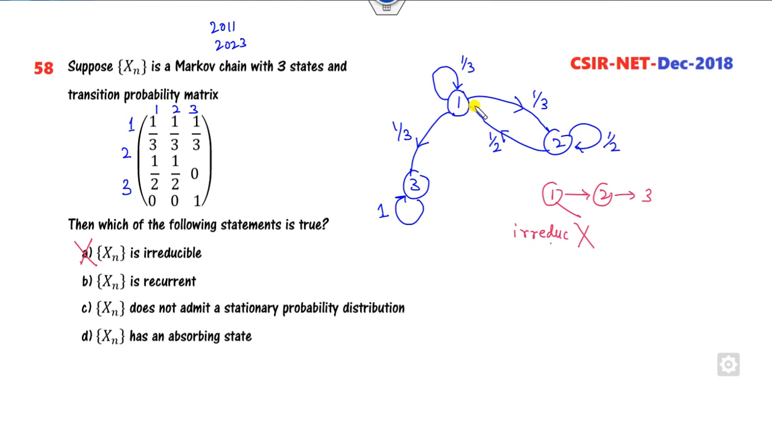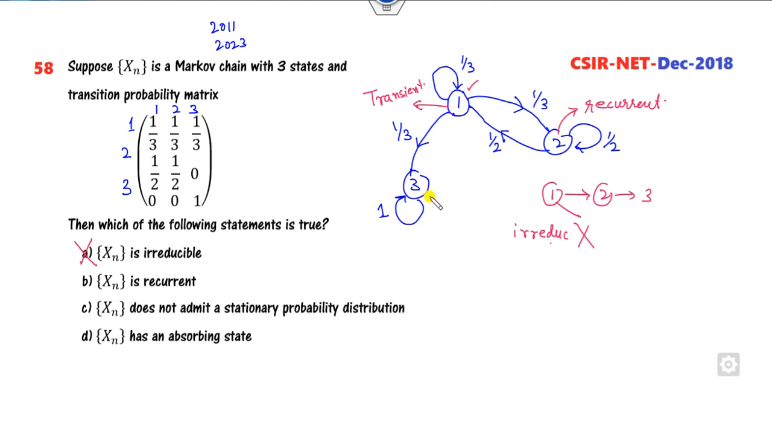What is recurrent? If you start from 1, is it possible that you can return back to 1? If you go from 1 to 2, 2 to 1, that's possible. But if you go from 1 to 3, there is no way that you can go from 3 to 1, or 3 to 2 and then 2 to 1. So it means this 1 is my transient state. Similarly, is it possible to go from 2 and come back to 2? You can go from 2 to 1 and then back again, that's true. There is no other path from 2. So this is my recurrent state.